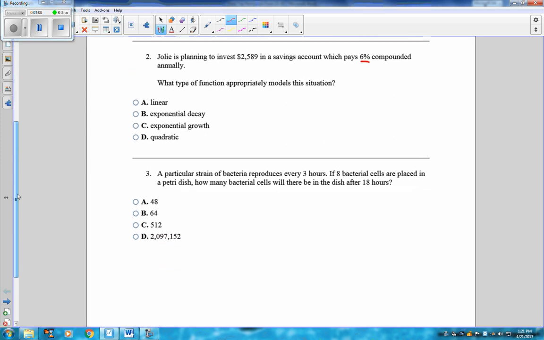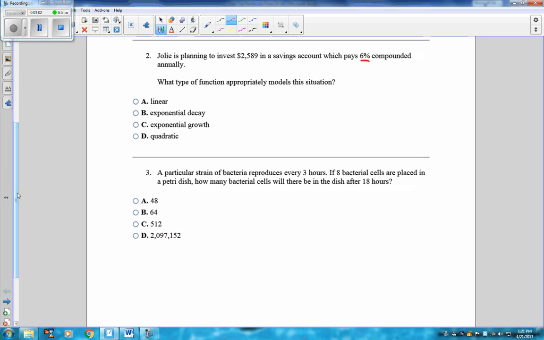Problem 2 says that Jolie is planning to invest $2,589 in a savings account which pays a 6% compounded interest annually. What type of function approximately models the situation? When we're talking about a compounded interest annually, we're talking about an exponential equation. So I know I can mark out A and I know I can mark out D.